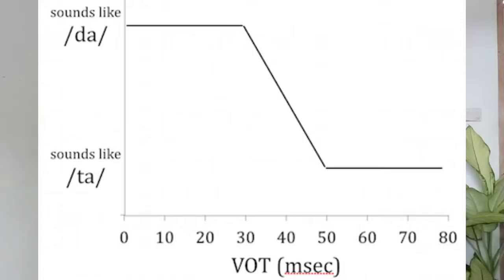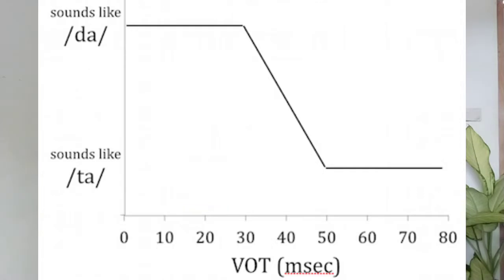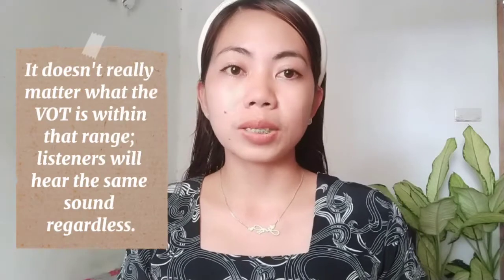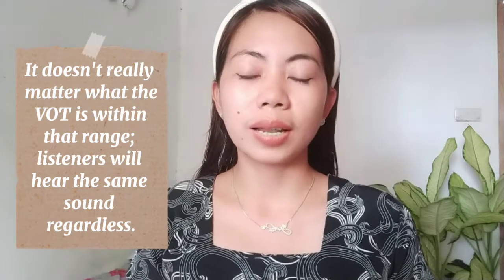Take a look at this. You can see that if the VOT is between 0 and 30 milliseconds, people report that they hear da. But if the VOT is 50 to 80 milliseconds, they report hearing ta. Notice how there is a range of milliseconds for each sound. What researchers find is that it doesn't really matter what the VOT is within that range. Listeners will hear the same sound regardless.